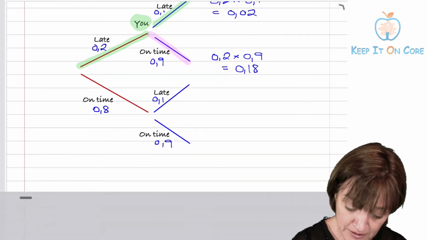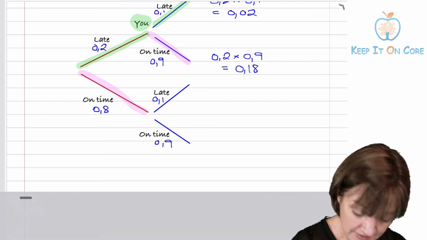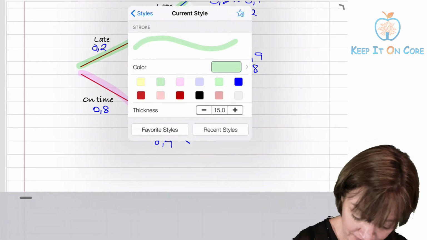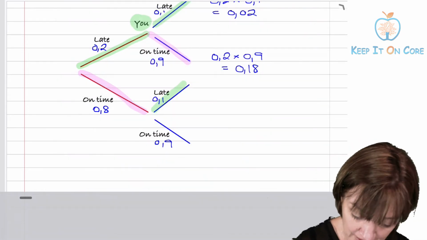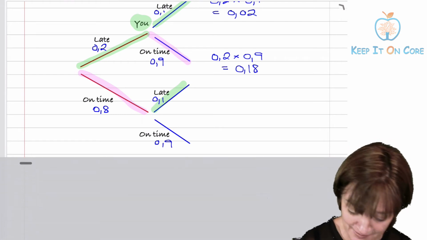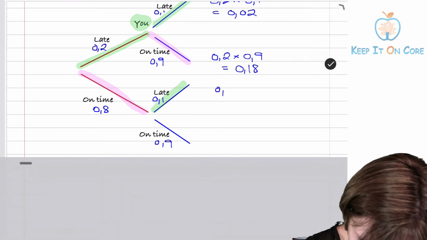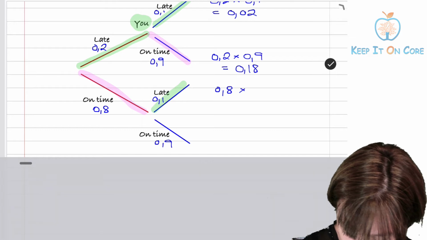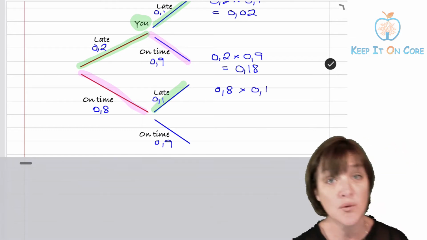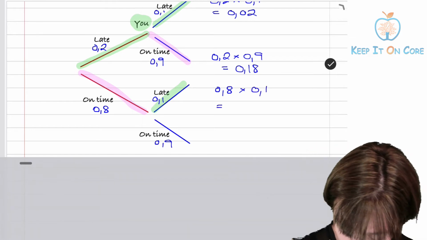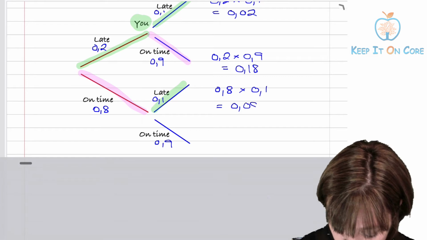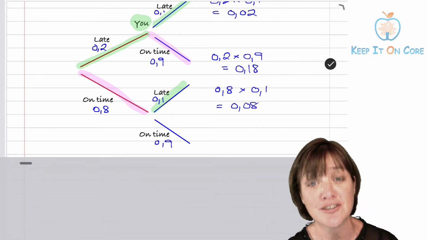Right, now we're looking at the probability of you being on time and your teacher being late. What's the probability of that happening? Well, you being on time was 0.8 and your teacher being late was 0.1. So when we work that out, that's going to give us 0.08 as a total.